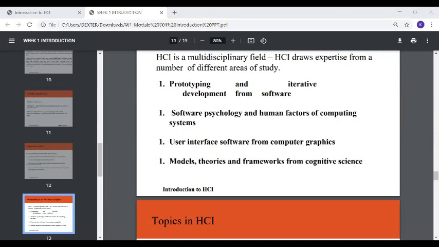Last, the model theories and frameworks from cognitive science. Cognitive modeling is an area of computer science that deals with simulating human problem solving and mental processing in a computerized model. Such a model can be used to simulate or predict human behavior or performance on tasks similar to other ones, and to improve human-computer interaction.